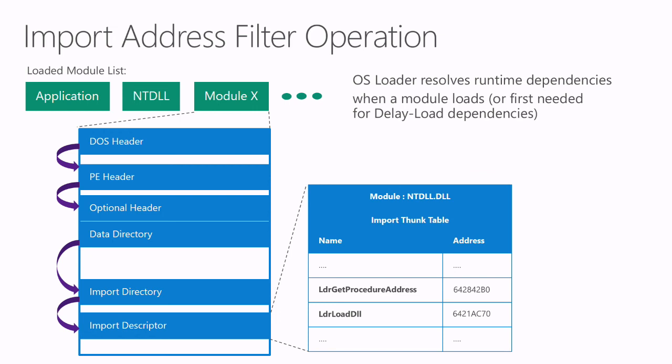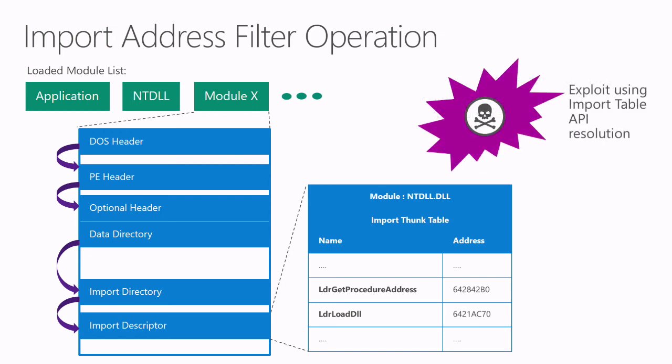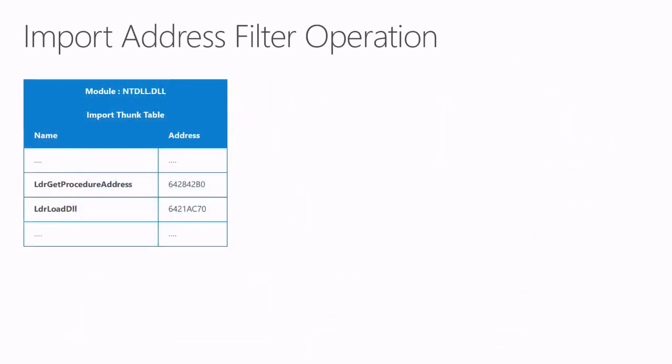So this is the normal operation of the import address table. Looking at this, it's not immediately obvious how you would block this, how you would have a mitigation to protect it. When the attacker is looking at the import table, they're directly finding these bound import address entries. How can we break that?